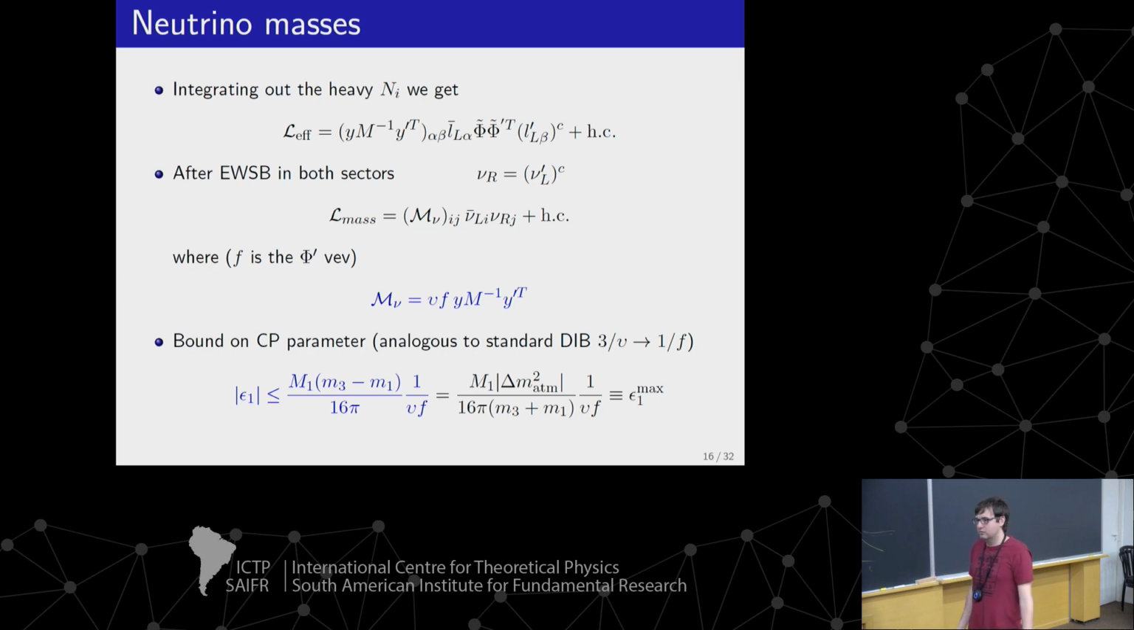So, question, can F be smaller than V? In principle, but then it would enhance the CP parameter, right? In principle, yes, from this point of view. But then you have to start to do model building to see if your model is consistent with all the cosmological bounds if F is smaller than V. My impression is that you have too many light particles around that can somehow screw up the delta N effective or something like this, if they're in thermal equilibrium.